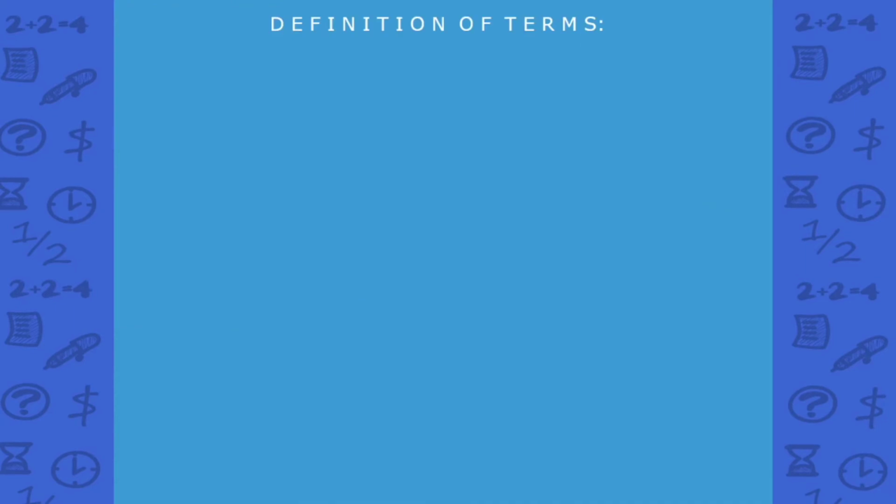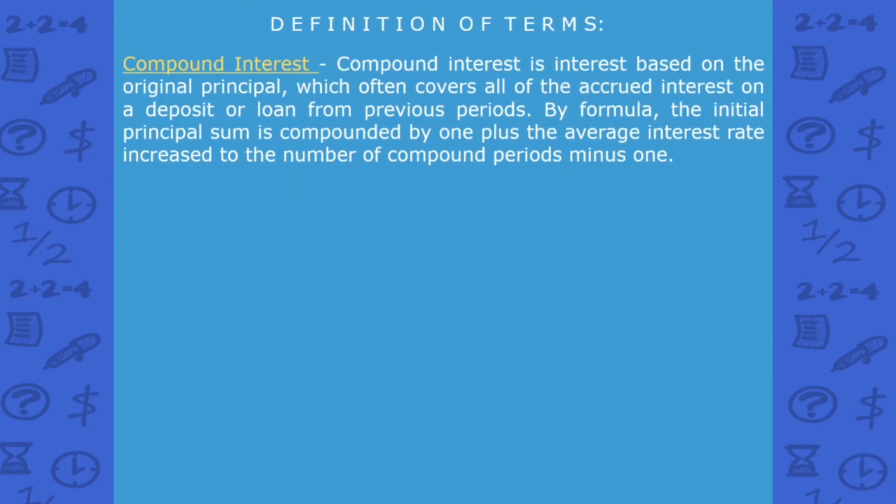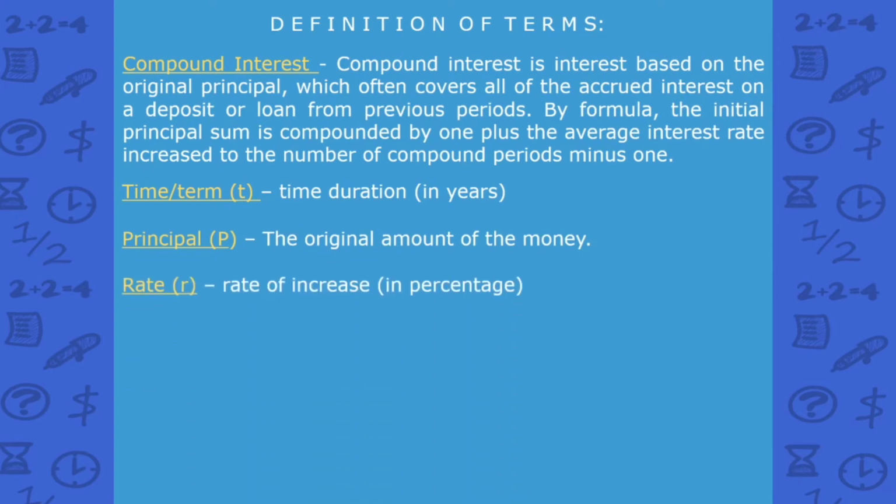So for the definition of terms, it's really similar. Compound interest is interest based on the original principal, which often covers all of the accrued interest on the deposit or loan from previous periods. By formula, the initial principal sum is compounded by 1 plus the average interest rate raised to the number of compound periods, minus 1. The other definitions, time or term, we already talked about, so we'll just go through it.